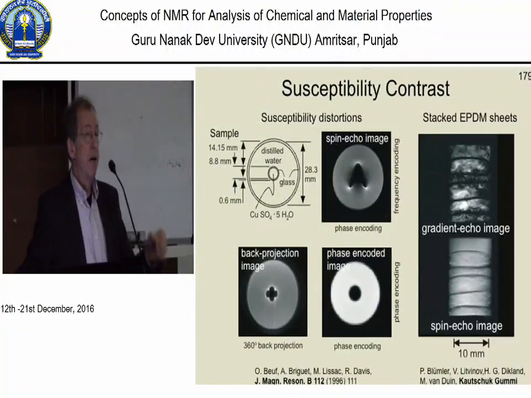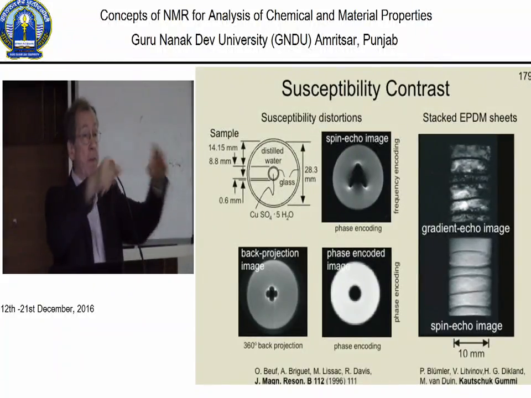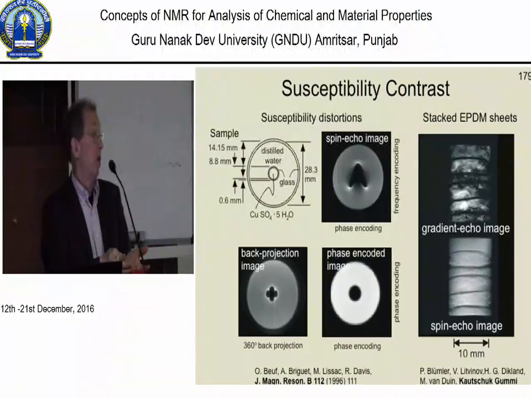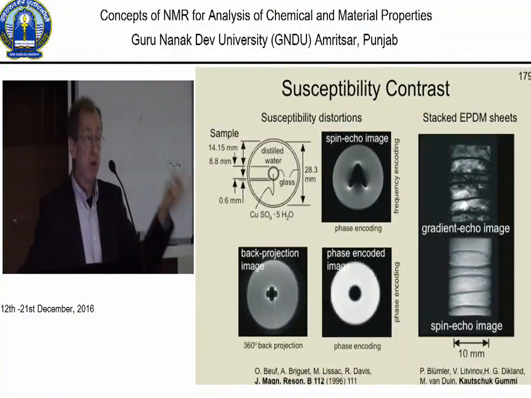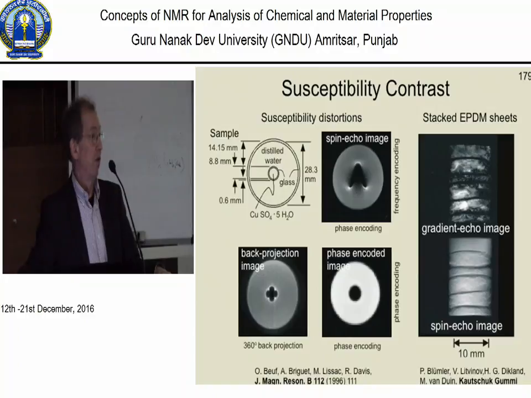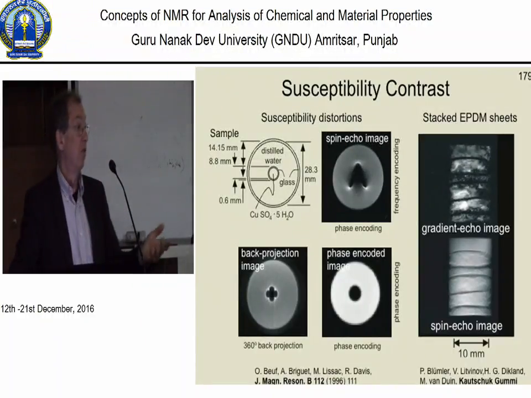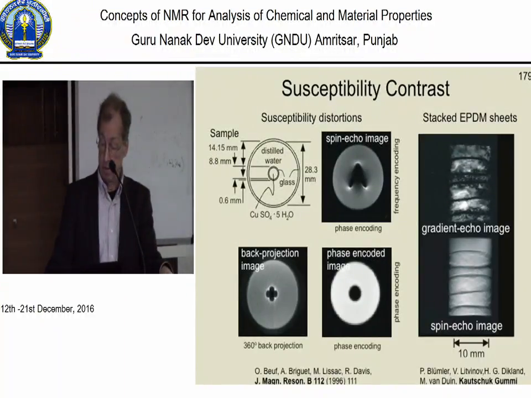But the cluster of rubber has a different magnetic susceptibility, and if you sensitize your method to susceptibility differences, do gradient echo imaging instead of spin echo imaging, then that distortion shows up in a larger region than what it actually is. And then you can see it. So artifacts is a word that suggests it's bad, but you can put it to use, make use of it, and improve actually the way you see things. You make things visible that otherwise are not visible.